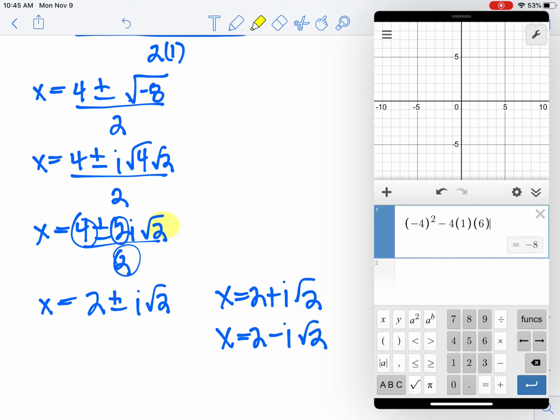Now you might say, why can't I simplify this 2? Okay, that guy is under the radical, so it is not a like term. It doesn't get simplified. Only numbers outside of the radical get simplified.